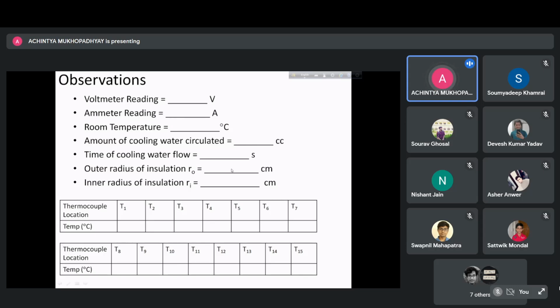And the outer radius of insulation and inner radius of insulation, you are writing it, but actually you are not measuring it. It's already given in your sheet. From the given data you have to put it down, and then you have to measure the temperature at the 15 thermocouple locations. So that completes your experiment.